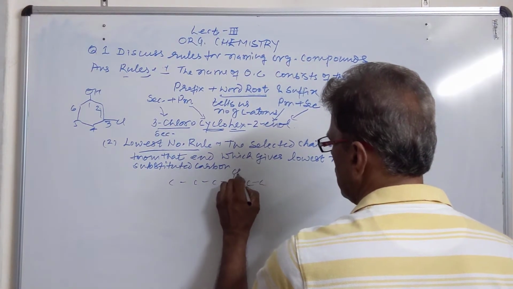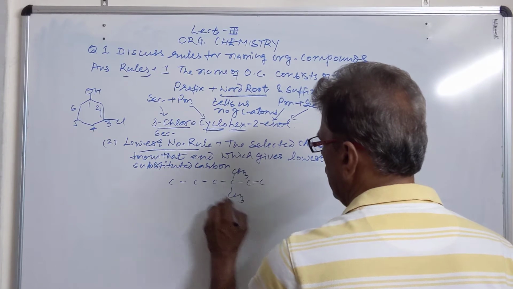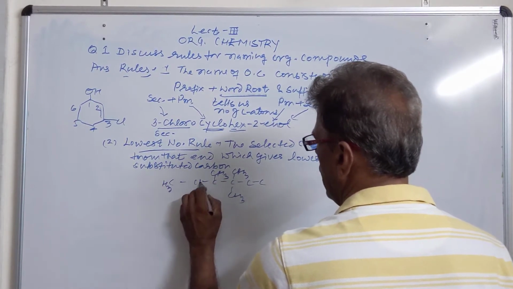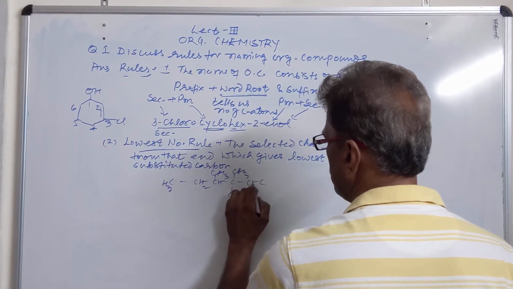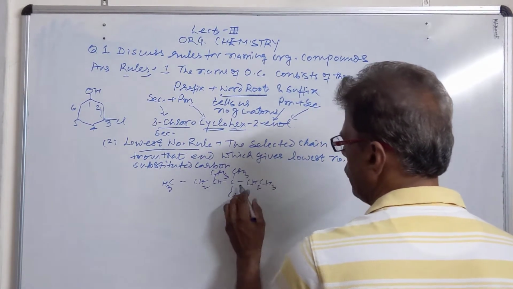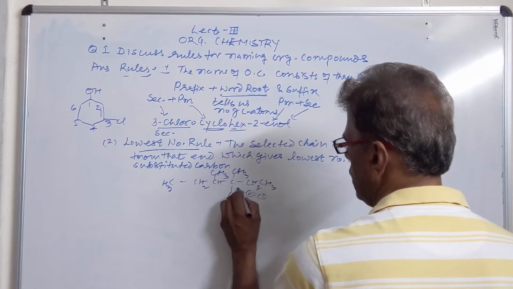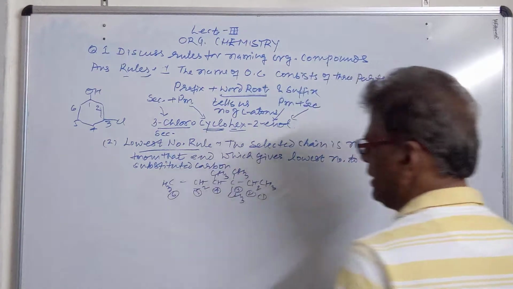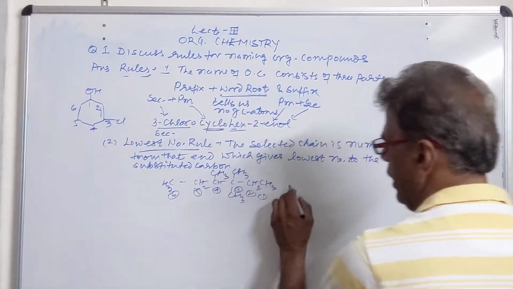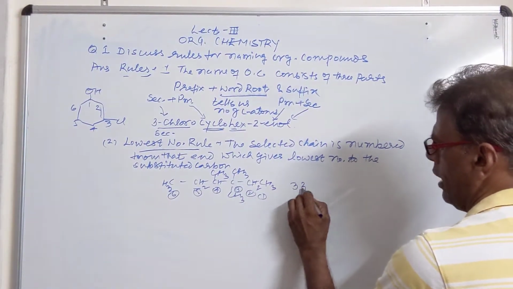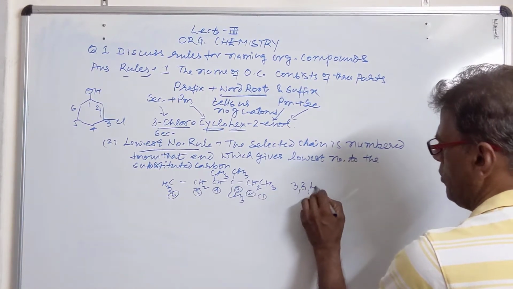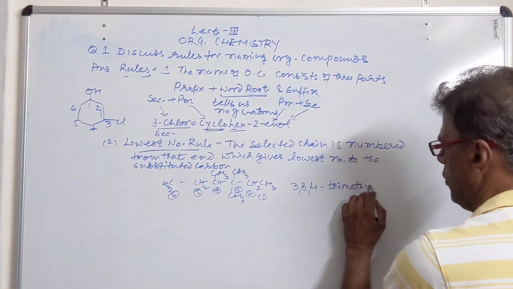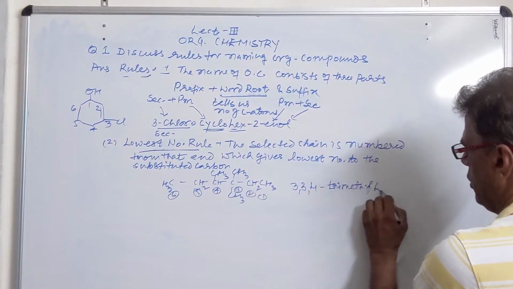6 carbons. Here we are having 2-methyl. So this chain is to be numbered from that end which gives lowest number to the first substituent. So this is 6 carbon chain. Carbon number 3 contains 2-methyl, 4 contains 1-methyl. So this is 3,3,4 trimethyl hexane.